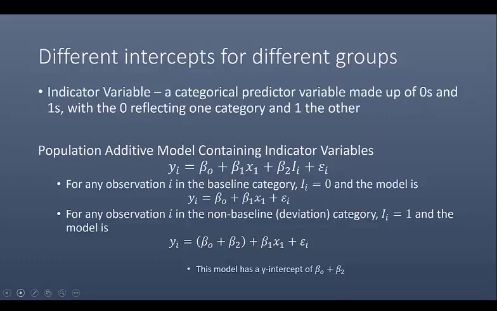For any observation i in the baseline category, the indicator variable equals 0 and the model is y i equals the intercept plus beta 1 times the predictor variable plus epsilon i. For any observation i in the non-baseline, the deviation category, the indicator variable equals 1, and this model has a y-intercept of beta 0 plus beta 2.